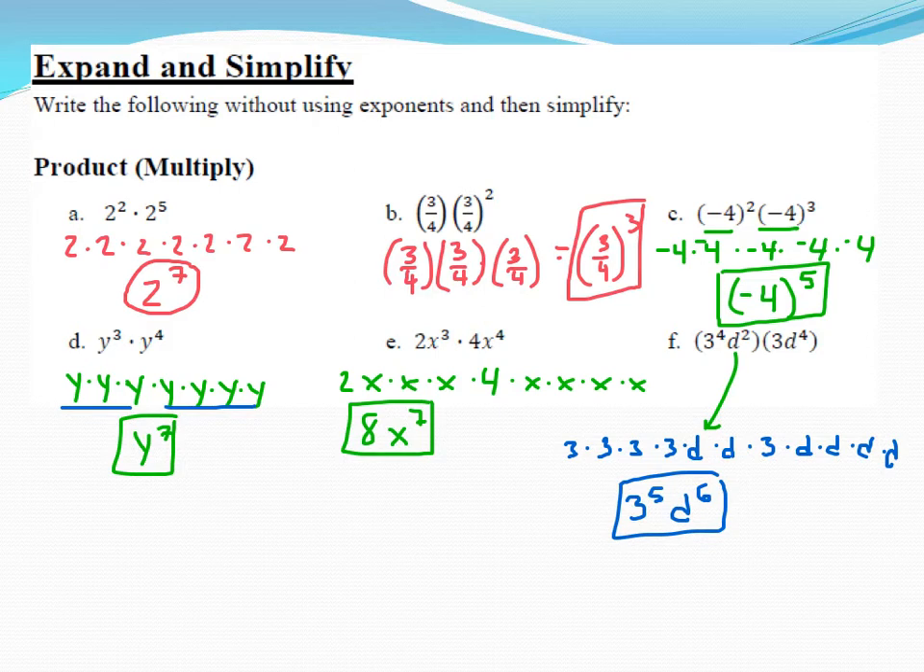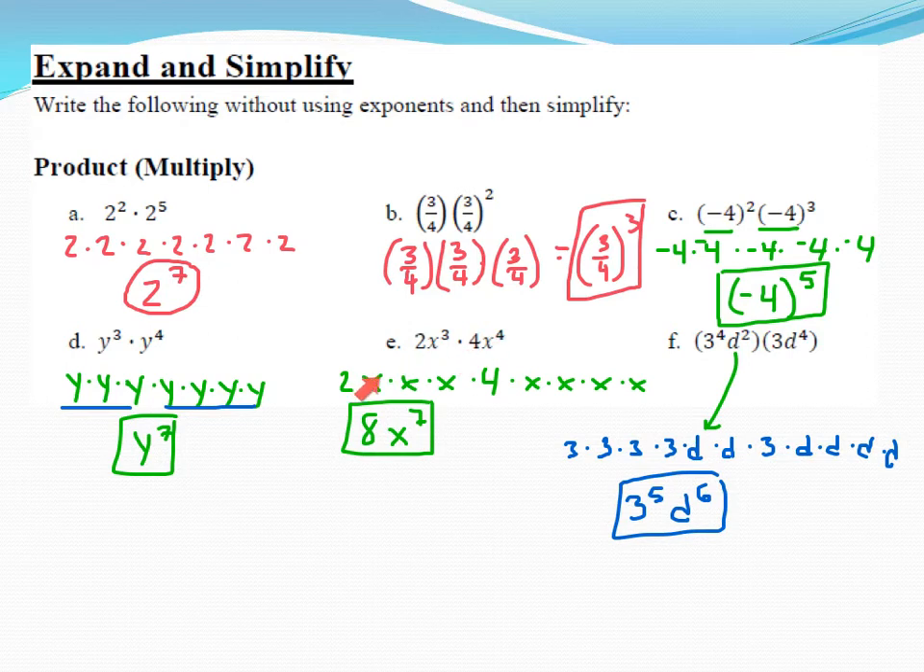If I look at it, I got a bunch of y's multiplied together. So to condense it back down, my base in this case would be y. My power, counting up the number of y's, should be 7. So I have y to the 7th power. Then I look at the next one, 2x to the 3rd power times 4x to the 4th.